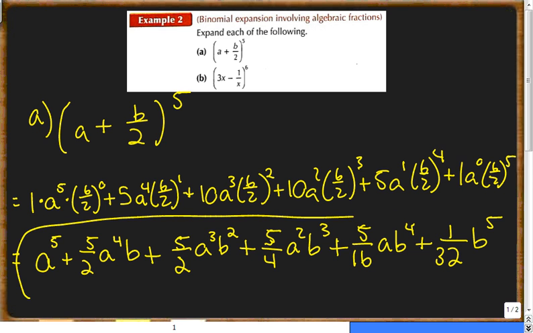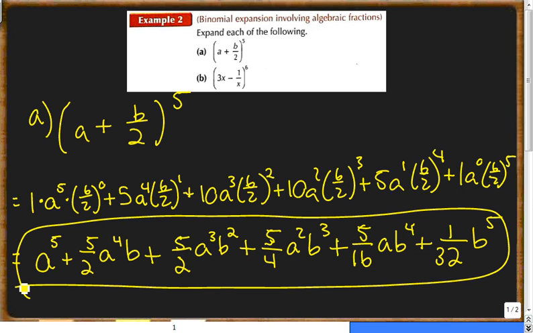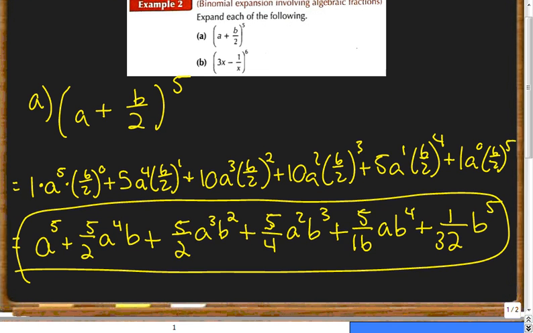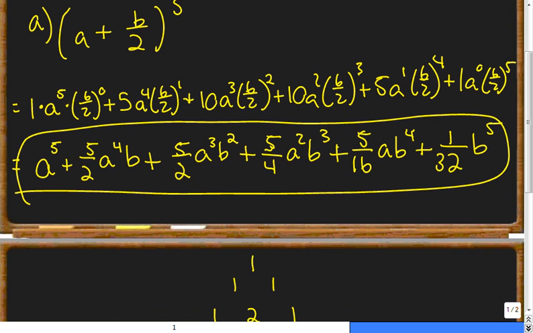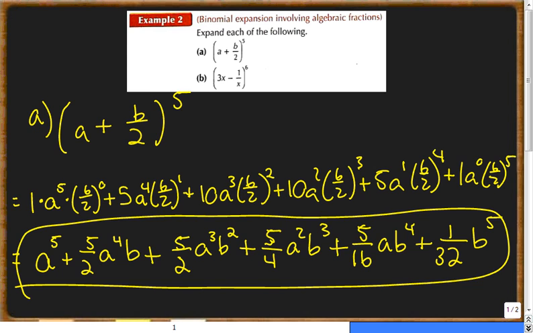So this is a big expansion, and instead of having to multiply this out 5 times or 4 times, we were able to use what we knew to set it up easily. So it's a very useful tool, especially when you get to more complicated problems. So the second one was 3x minus 1 over x to the 6th power.